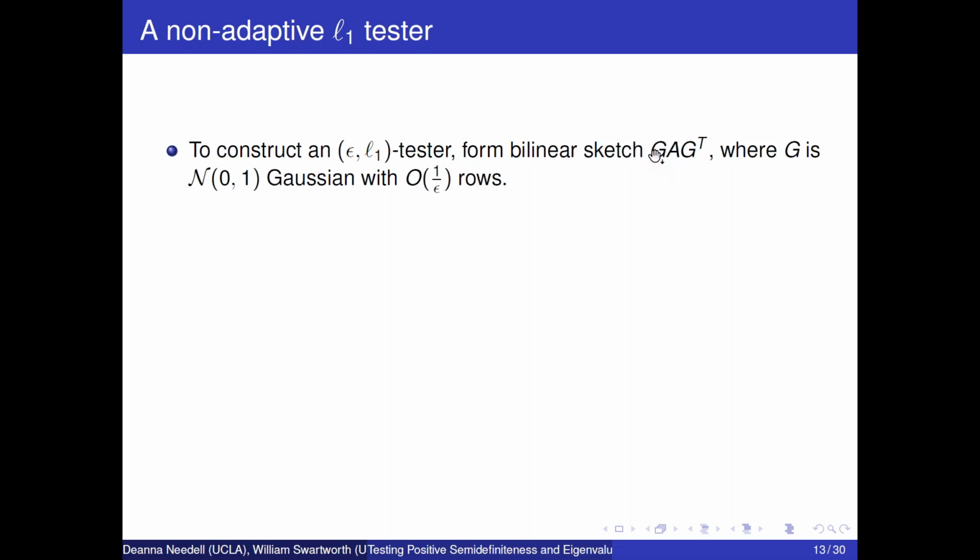One way to do that is to compute this quantity here, GAG transpose. What you're doing is sketching on both the left and the right by, in this case, a Gaussian matrix. G has standard Gaussian entries, so normal with mean 0 and variance 1. And the small dimension of G, that is the number of rows here and the number of columns here, is only 1 over epsilon.